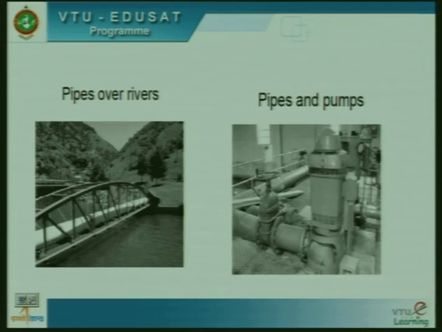Then here, there is a river flowing. Over this river, there is a bridge. On this bridge, there is a pipe. This pipe carries a fluid. It need not be water. So, from this bank to that bank, and this is a typical setup for a centrifugal pump or a turbine.